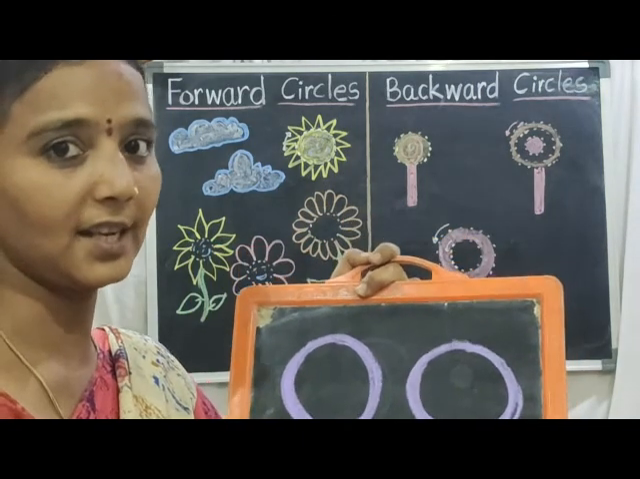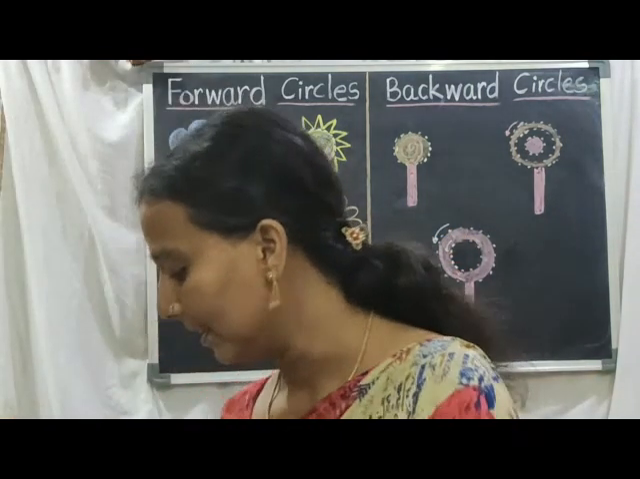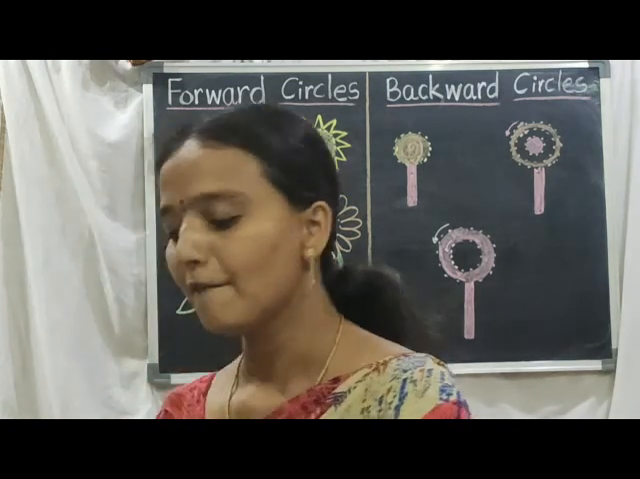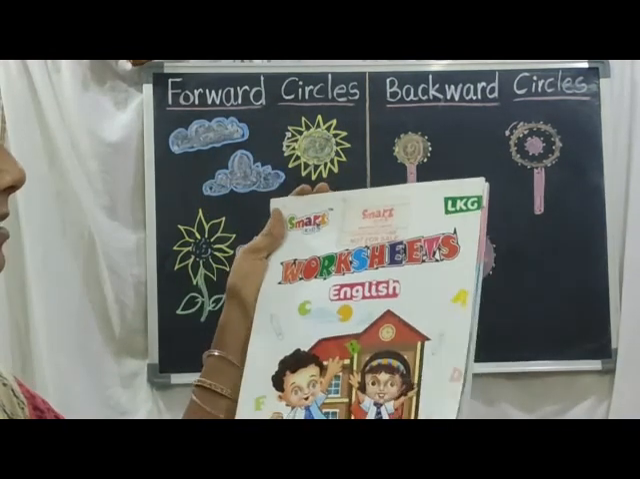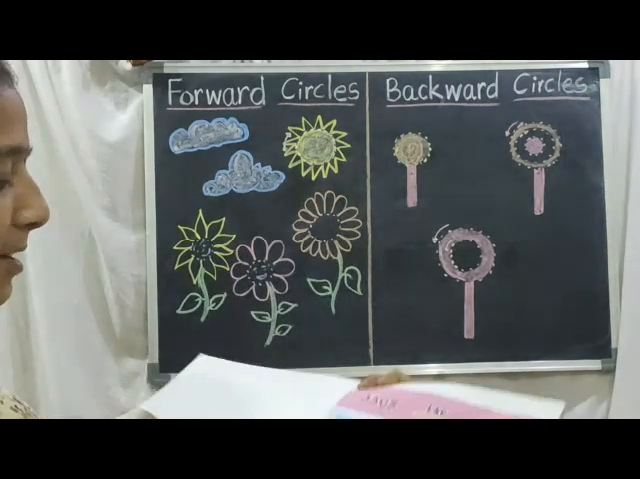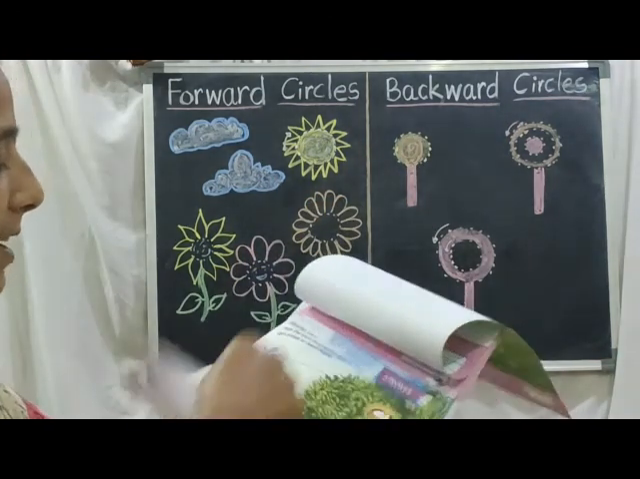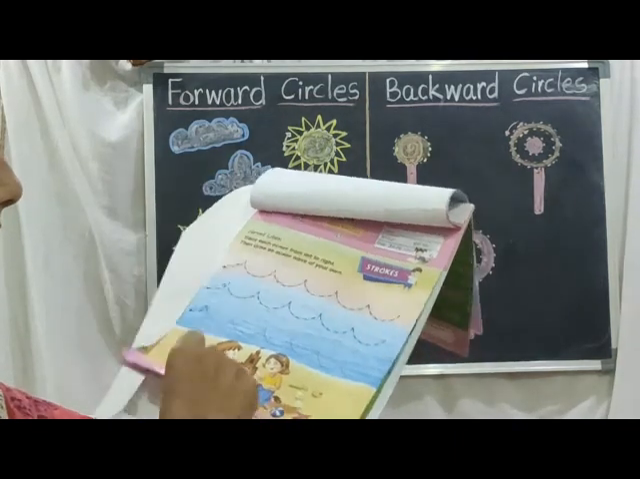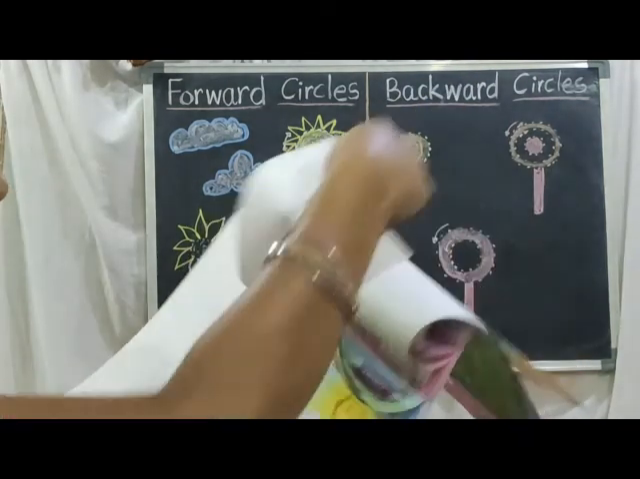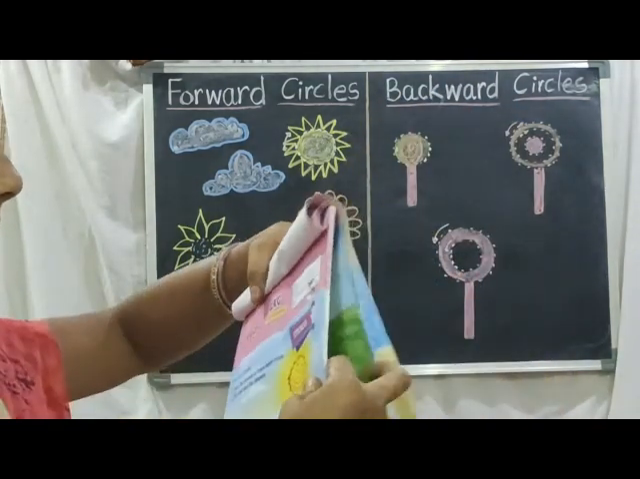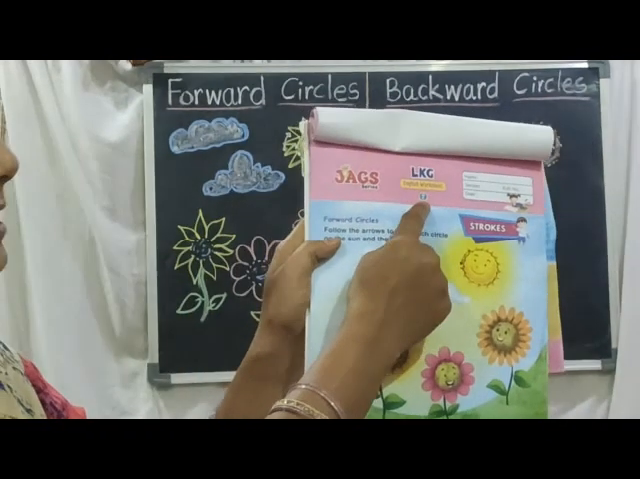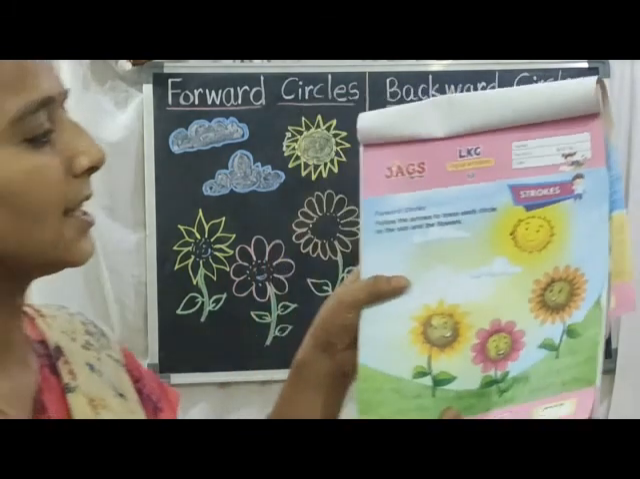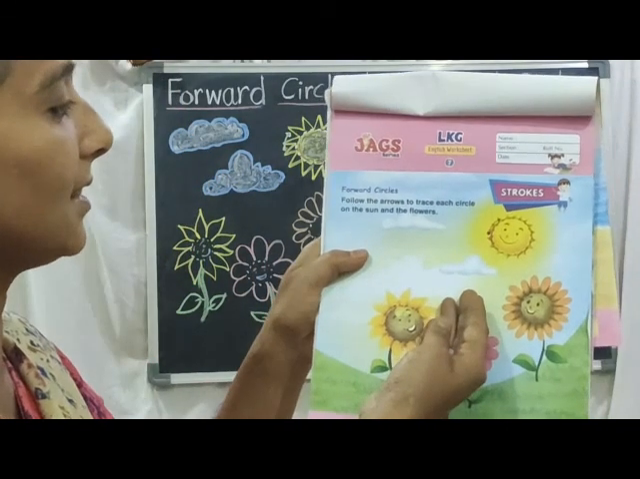Practice both circles. After practicing, take out your worksheet. English worksheet. Open the English worksheet, children. Where we are seeing the circles, you find out. Open it. Yes, here. Page number 7. See here, children, what are we seeing here?